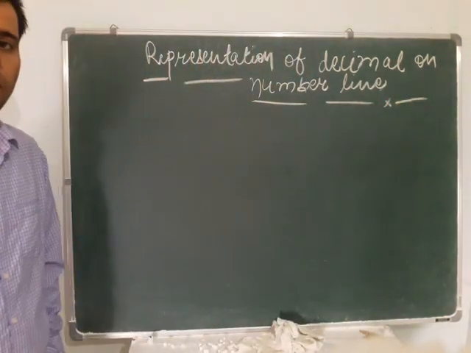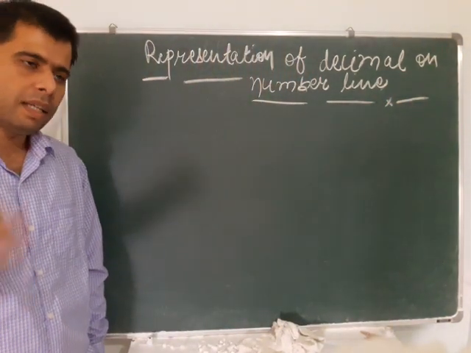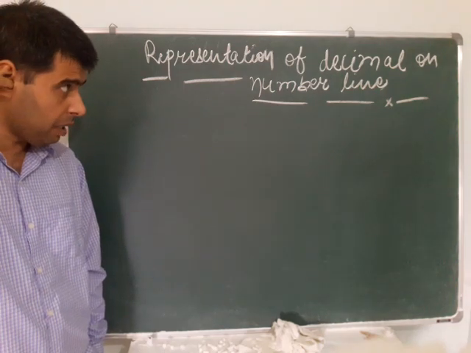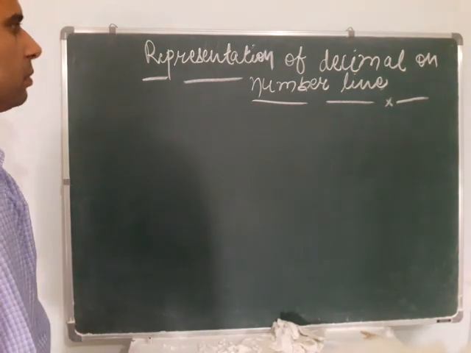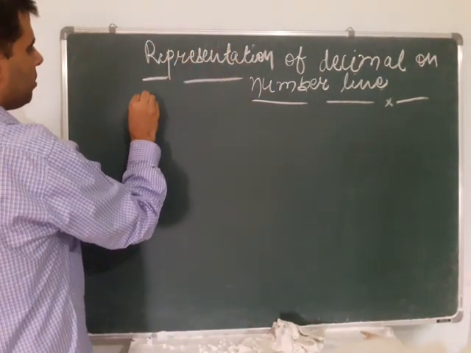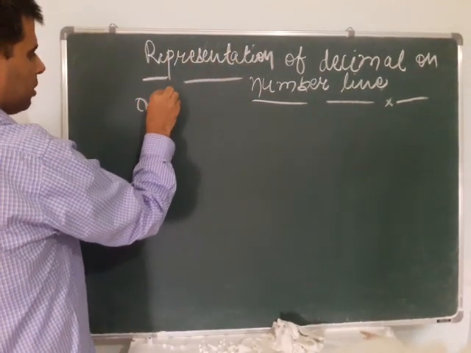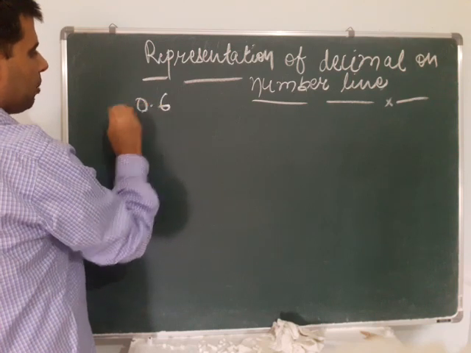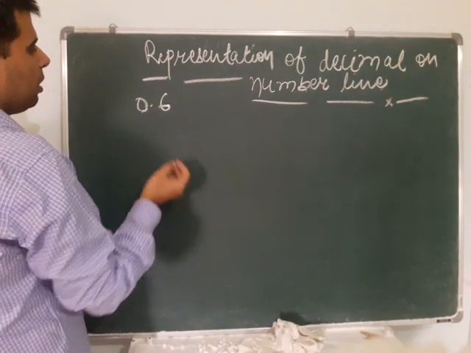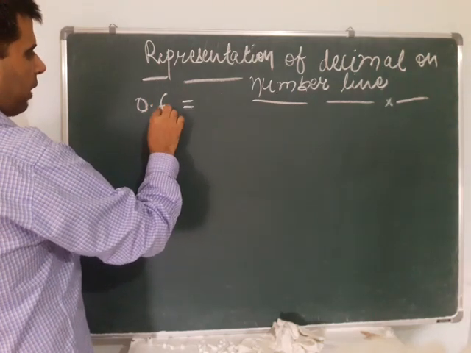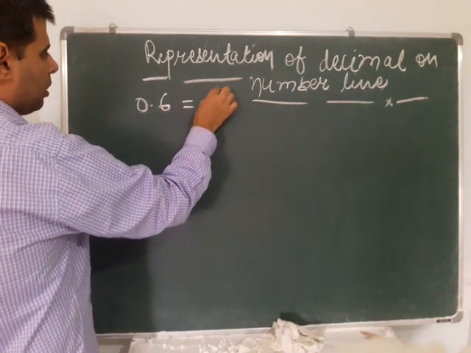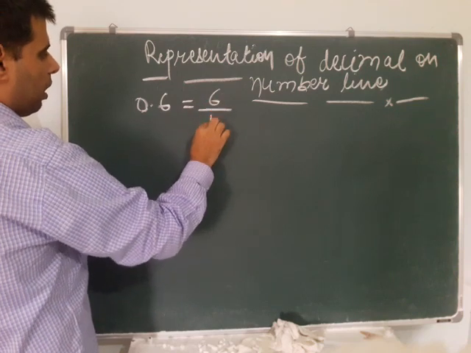So, students, we have already studied how a decimal number is represented by use of its place value. Suppose the decimal number is 0.6. Now we have to represent 0.6 on the number line. If we remove the decimal, its fractional equivalent will be 6/10.